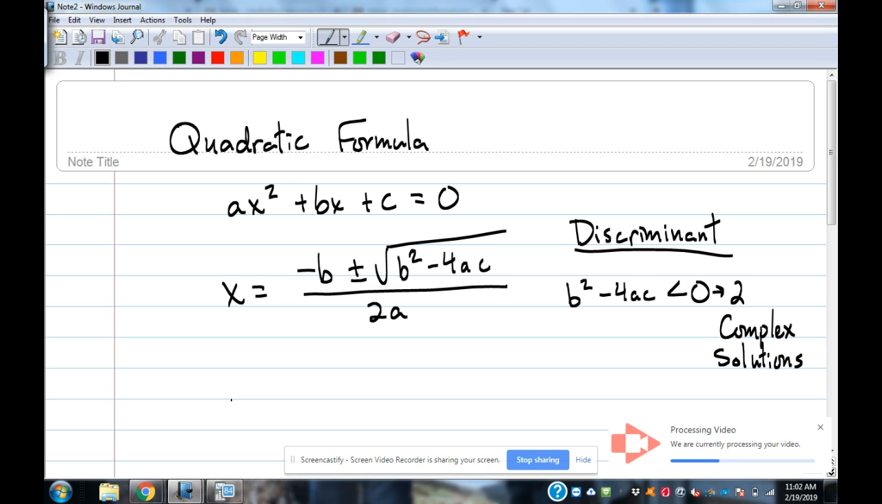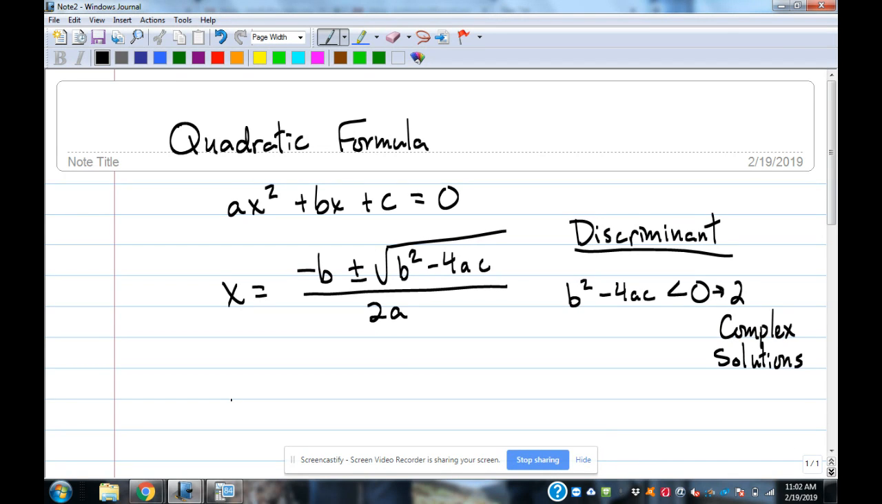pretty quickly. So discriminant, b squared minus 4ac. If it's less than 0, that means it's negative. We'll have two complex solutions to our quadratic. When we get into graphs, what we'll also see is that a negative discriminant tells us the thing doesn't even cross the x-axis. That ties that together.